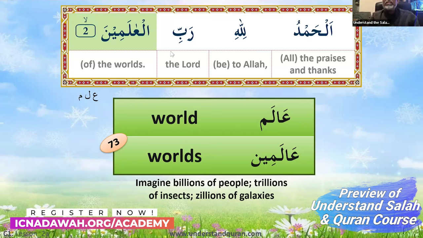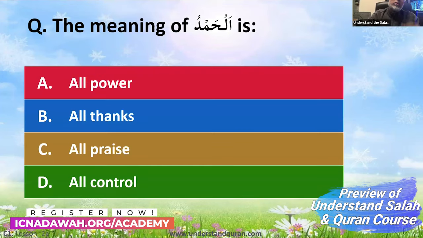So can you translate? Alhamdulillah. Alhamdu, all praises and thanks. Remember, two meanings, praises and thanks. Al means all here. Lillahi, be to Allah. Rabb, the Lord. Al-alameen, of the worlds. So let's go quickly to the questions. What is the meaning of Alhamdu? All power, all thanks, all praise, all control. It is a multiple choice question. So I hope you have selected two answers by now.